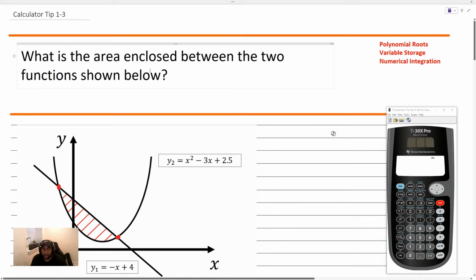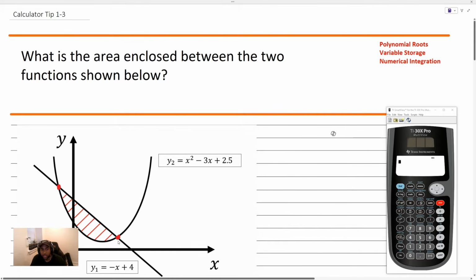All right, so first thing is we have this problem here. It says, what is the area enclosed between the two functions shown below? You can see there's a line and a parabola, and there's an intersection here. And I marked off these intersection points with red dots.